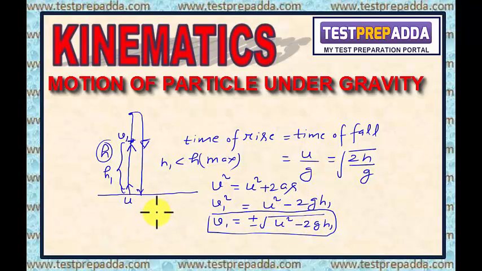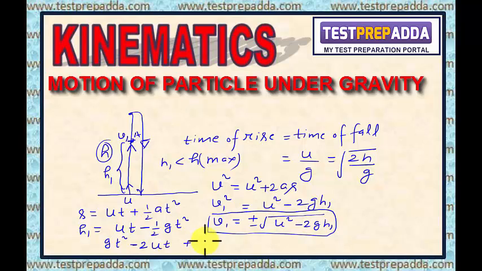Okay, now if I try to find the time to reach this point, let us say this point as A, time to reach this point A, then I'll use S is equal to ut plus half at square. I'll write this S as h1, u is the initial, so I'll write ut minus half gt square, and this becomes gt square minus 2ut plus 2h1 is equal to 0. This is the quadratic equation.